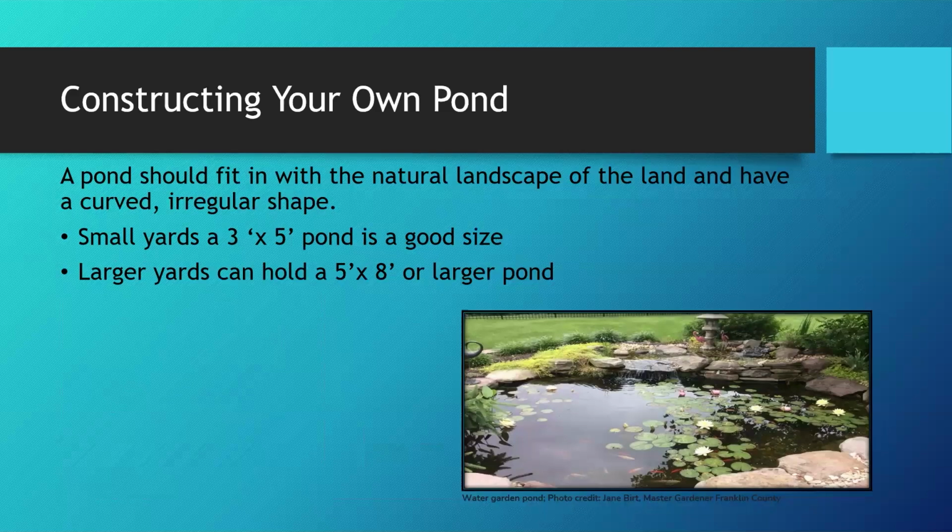Now let's talk a little bit about constructing a pond. Any pond, whether it has a waterfall or not, should fit in with the natural landscape of the land. It should have a curved, irregular shape. If you have a small yard, then a 3 by 5 foot pond is a good size for you. If you have a larger yard, you can consider a 5 by 8 or even larger pond, perhaps with a stream running to it, and a waterfall.